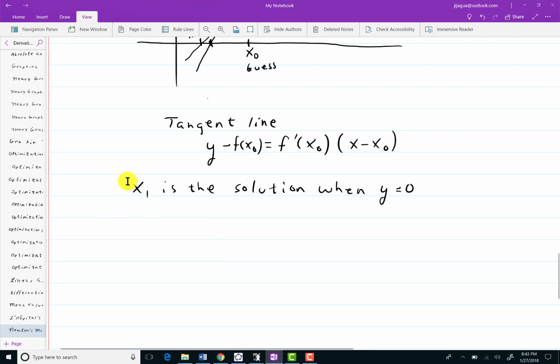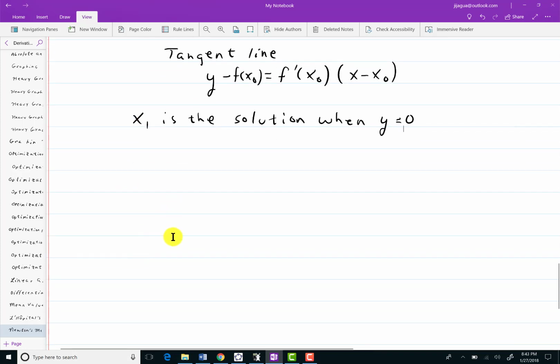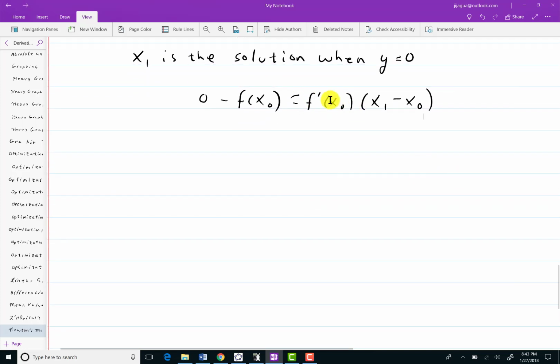x1, of course, being your next guess. So let me throw that in here. 0 minus f of x0 equals f prime of x0 times x1 minus x0. Obviously, there's going to be an issue if f prime of x0 is equal to 0, so we're blatantly going to assume that's not the case. So I'm going to divide by f prime of x0. And then I'll add x0 to both sides.